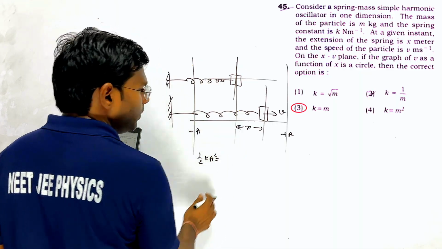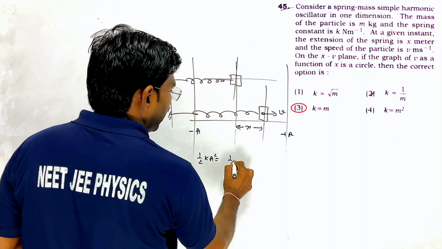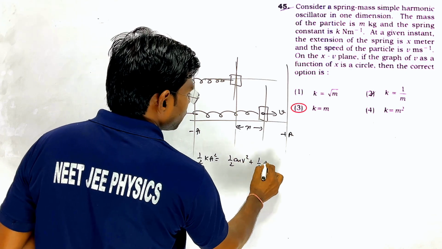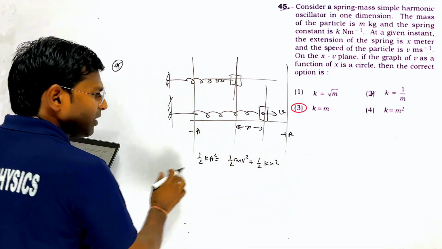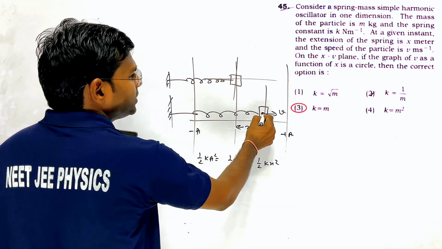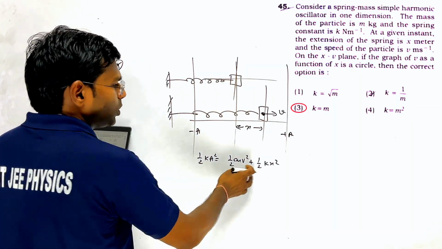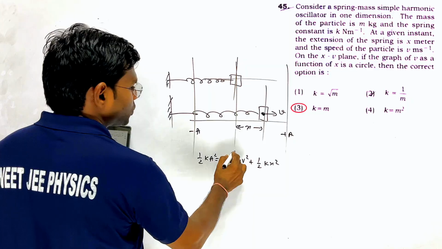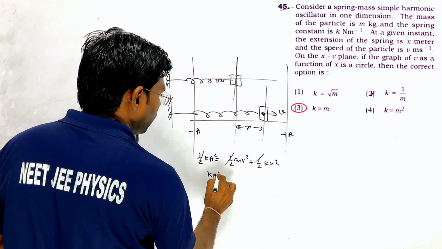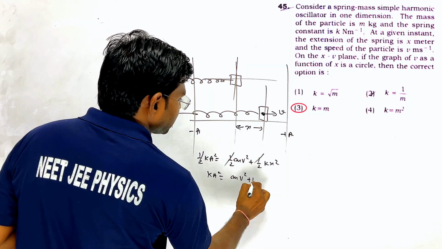Half k a square will be converted at this point into the kinetic energy and potential energy. Half will cancel out. This is the conservation of energy at any point of the SHM performing. Total energy is equal to the maximum, half k a square. Half will cancel out. k a square is equal to what? m v square plus k x square.